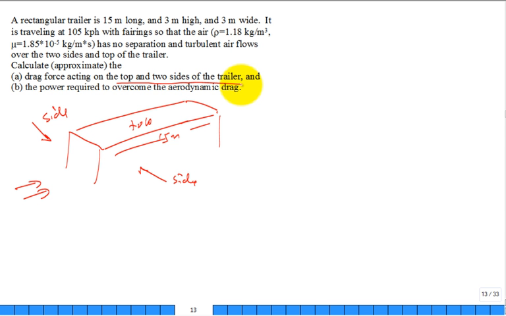You'd have to say, is it going to be laminar flow over the whole tractor, or is it going to be turbulent flow? Well, you're traveling at so many kph. I don't even know what a kph is. What's a kph?